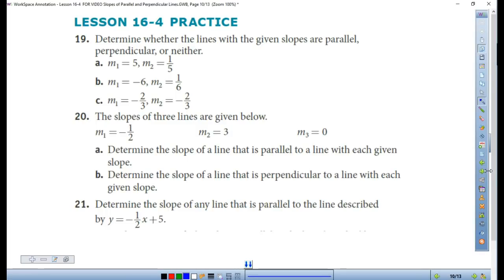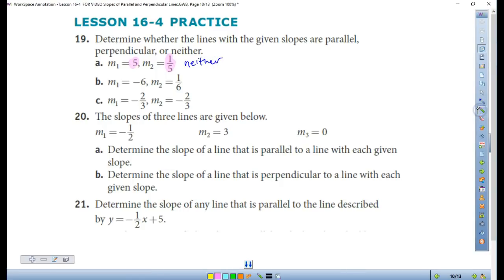Alright, let's start this off here. Determine whether the lines with given slopes are parallel, perpendicular, or neither. So these are not parallel because they're not the same. But are they perpendicular? No, because one of them would have to be negative. So this is a neither.